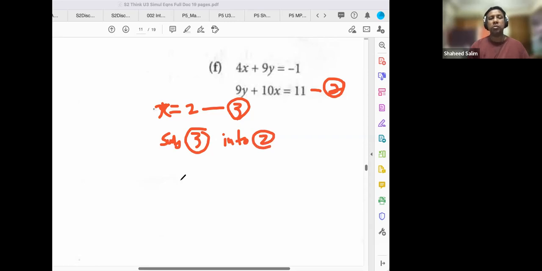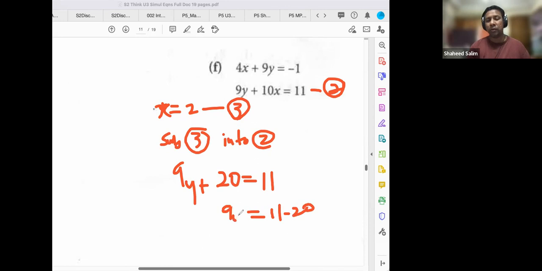So we substitute 3 into 2. So 9y plus 10 times 2, right? 10 times 2, so it's 20, equals to 11. Now plus 20 you bring over becomes minus 20. So it becomes 11 minus 20 equals to 9y.